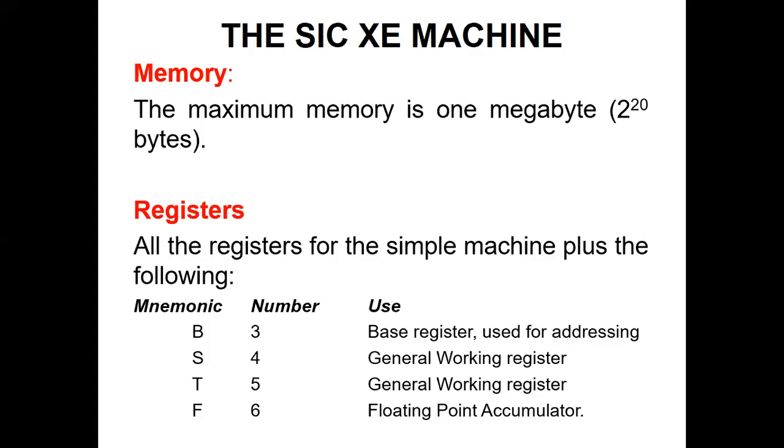Then we have register F. Its code is 6. This one is a floating point accumulator. Remember, the accumulator is used for arithmetic operations. So the accumulator, which is register A, is used for arithmetic operations which don't involve floating point numbers. But if you are going to handle floating point numbers, then you have to use register F. That is the floating point accumulator, and its code is 6. I usually ask people to highlight differences between the simple SIC and the SIC/XE, or to compare Intel and the SIC/XE. In both cases, you can compare them.